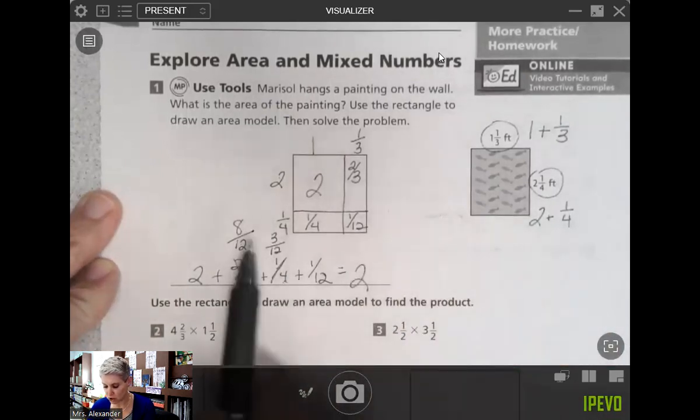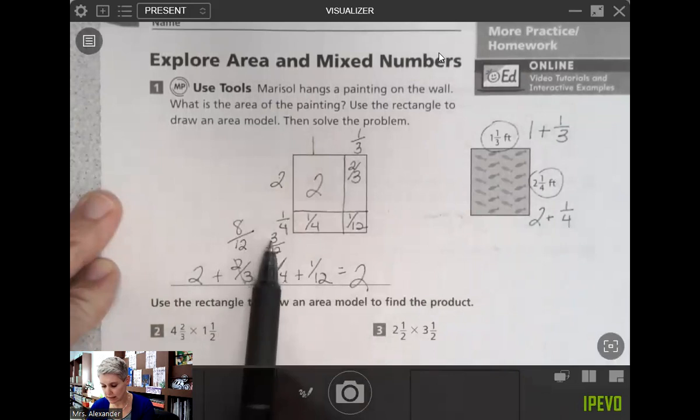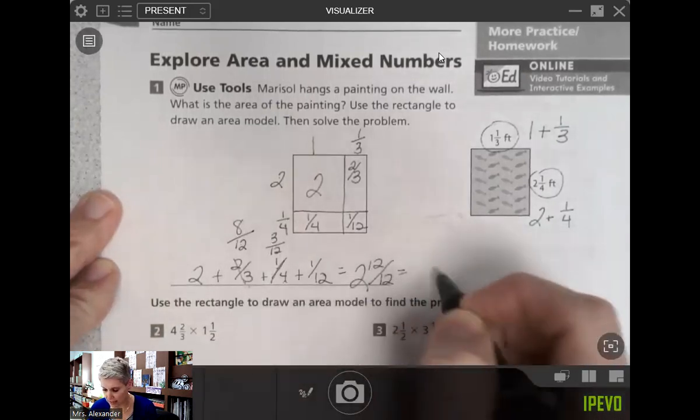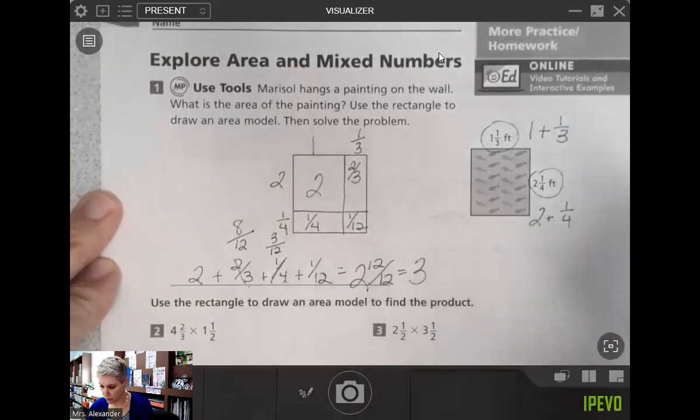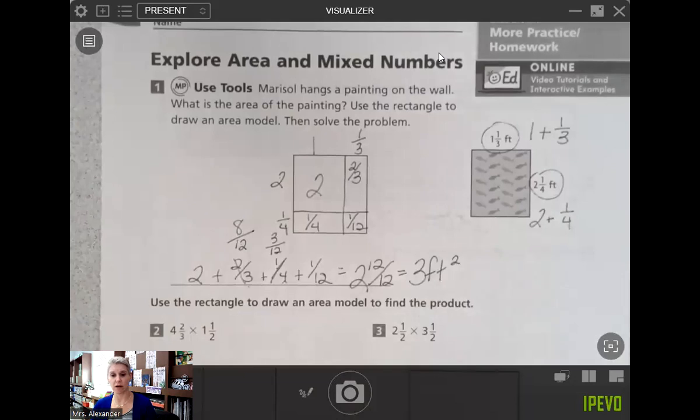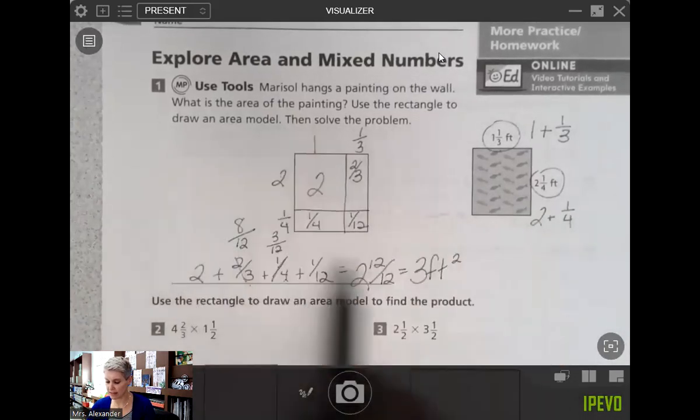So that's going to give me 2 and 8, 11, 12 12ths, which, as we know, is going to give us a whole 3. And we're talking about area, so I'm going to label that as 3 square feet. So there's a refresher for finding the area of a multiplication problem with fractions and how we can draw that model.